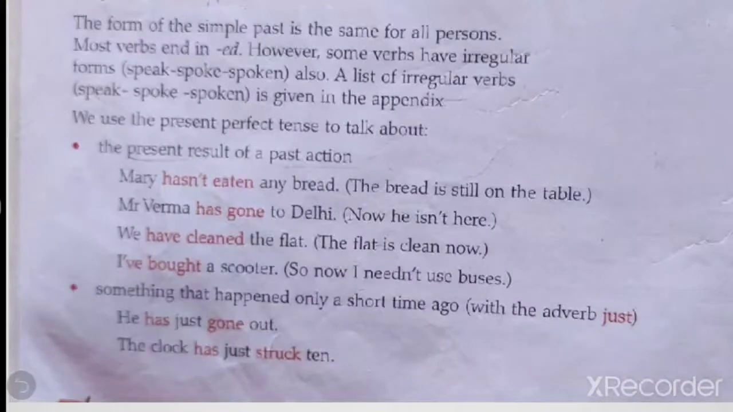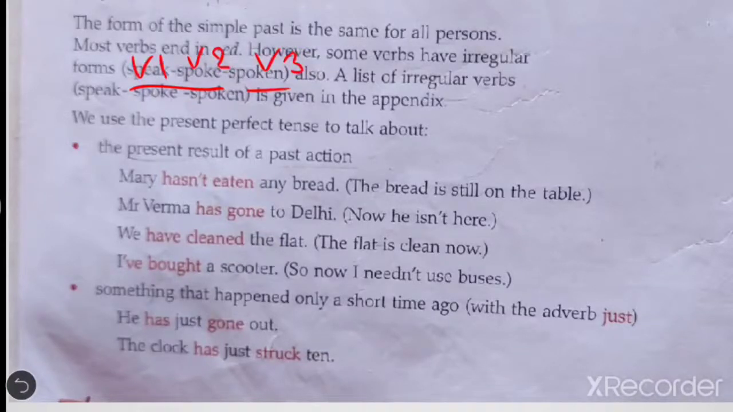Now look here. The form of the simple past is the same for all persons. All persons means whether it is he, she, it, you, we, they, whatever, your verbs end with ed. But some verbs are different, which are irregular verbs. However, some verbs have irregular forms like speak, so spoke. That time you will not write speaked. That time ed will not come, spoke. Verb 1, speak. Verb 2, spoke. And verb 3, spoken. A list of irregular verbs, speak, spoke, spoken, is given in the appendix.